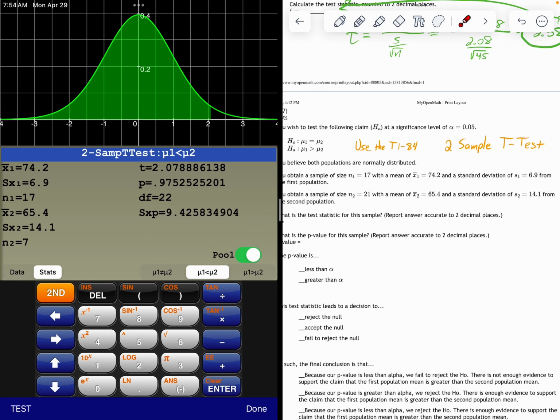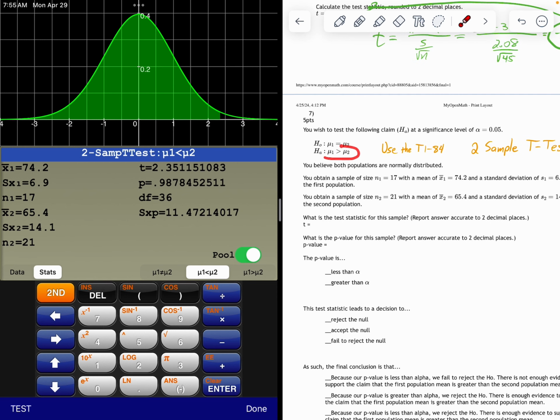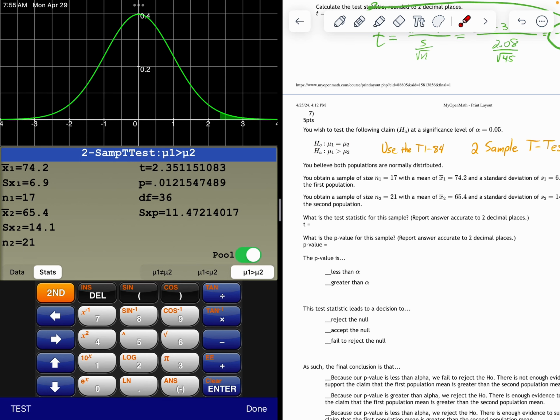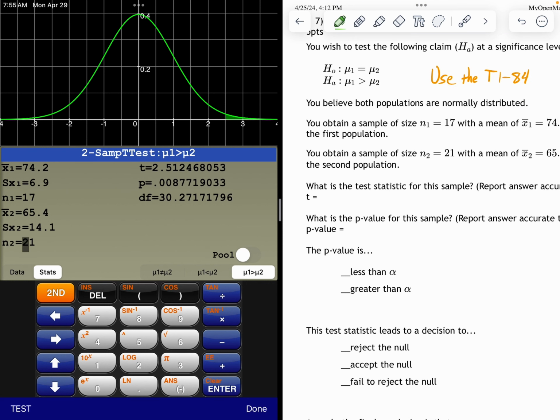14.1, 21 is the sample size. And then what is the alternative? It is a greater than, and I'm not going to pool. Remember, don't pool, which will change your decimal a little bit, which will matter for the p-value. So I'm getting the test statistic of 2.51.